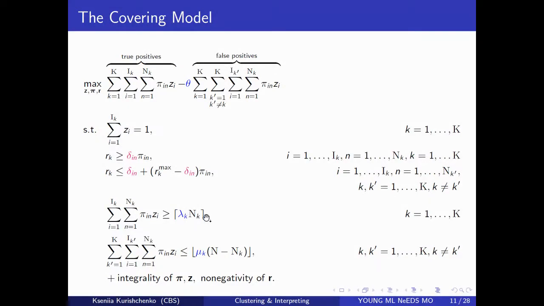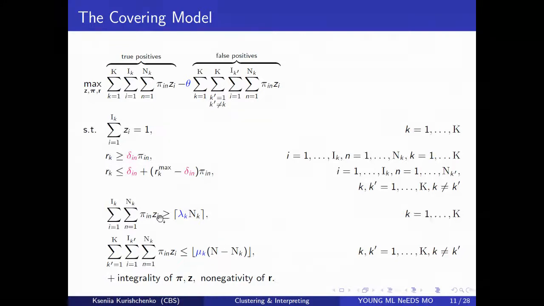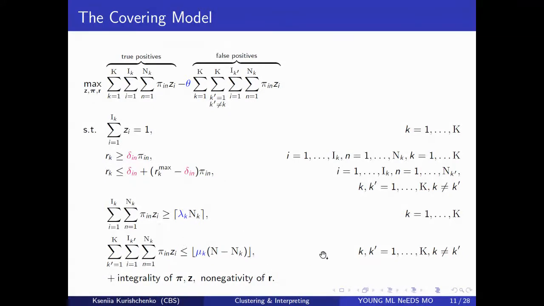So what does it mean? For example, we have clusters, and we want for sure to have 80% of true positives and 20% of false positives. Then we can do it by these two constraints.